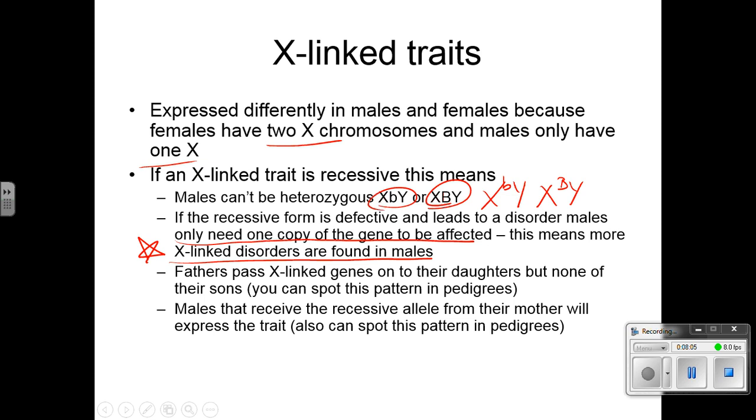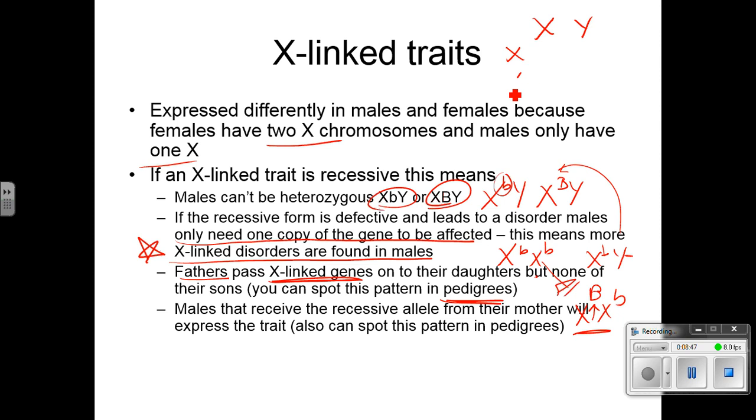Okay, the general idea here. Say this is a recessive disorder. A female would have to have 2 copies in order to be affected, but a male only has to have 1 copy because he doesn't have the other backup good copy like a female. You're going to find a lot of females in recessive disorders are heterozygous, and they appear normal because they've got the normal version of the gene. Fathers pass X-linked genes onto their daughters, but none of their sons. You can spot that pattern in a pedigree, which we're going to be analyzing some of. That's a key indicator that it's X-linked: the father will have it, but none of his sons do. Let's look at how that happens.